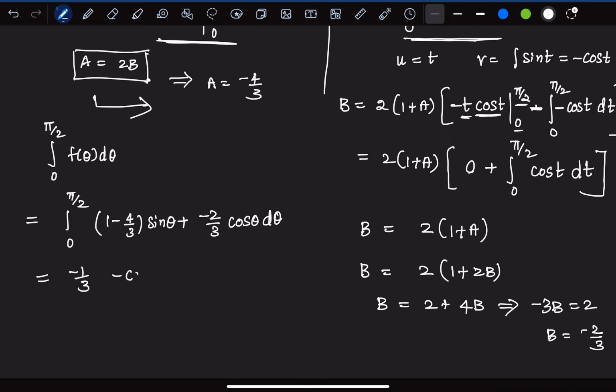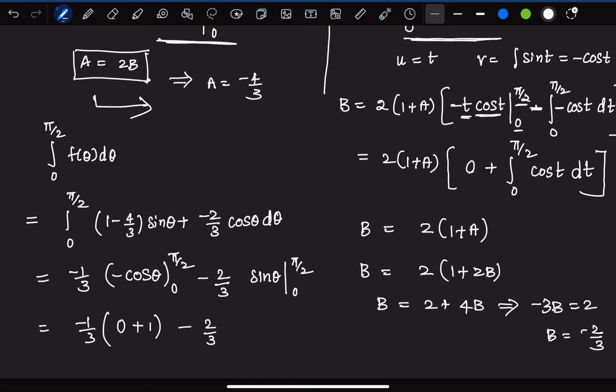Minus 1 by 3. Integration of sin theta is minus cos theta, so the limits are from 0 to pi by 2. Minus 2 by 3. Integral of cos theta is sin theta, so the limits are from 0 to pi by 2. So this is minus 1 by 3. When you put theta equal to pi by 2, it will be 0. When you put theta equal to 0, it will be 1. So this will be plus 1. Minus 2 by 3. When you put theta equal to pi by 2, it is 1. When you put theta equal to 0, it is 0. So it is minus 1 by 3 minus 2 by 3. That is simply minus 1. But we are asked to find out the modulus of this particular quantity. So therefore, the answer is 1.